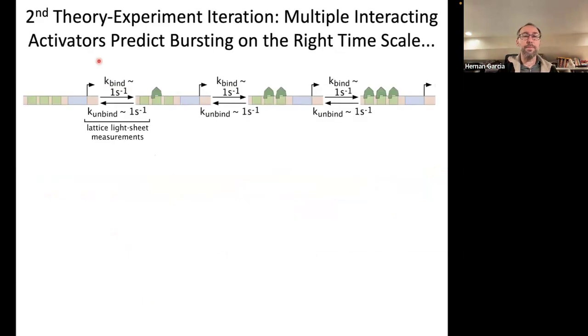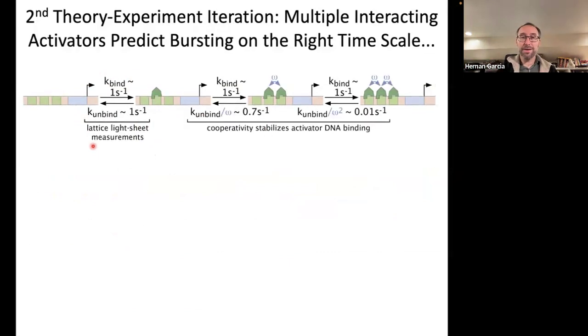And I can put it all in a model where I say that the binding and unbinding is given by the timescales that I measure in the lattice light sheet microscope. Okay? Because transcription factors seem to interact on the DNA, I'm going to say that when they're bound, I'm going to introduce this protein-protein cooperativity that is classically seen in many bacterial systems. I would claim the evidence is a little bit more fuzzy in the context of metazoans. But the idea is that this protein-protein interaction stabilizes the binding. See how the unbinding rate becomes smaller and smaller?